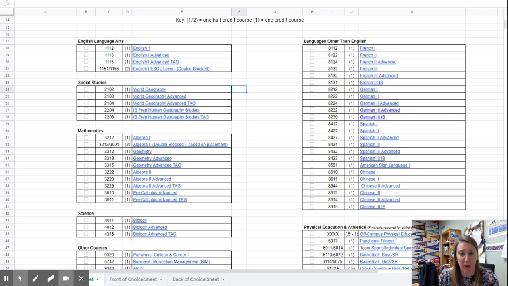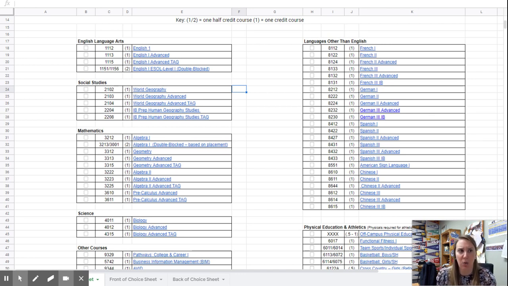We also offer American Sign Language, so that would be an option starting with level 1. For Chinese, we have Chinese 1, Chinese 2 or Chinese 2 Advanced if you already have level 1 credit, Chinese 3 or Chinese 3 Advanced or Chinese 3 IB if you already have Chinese 2 credit.